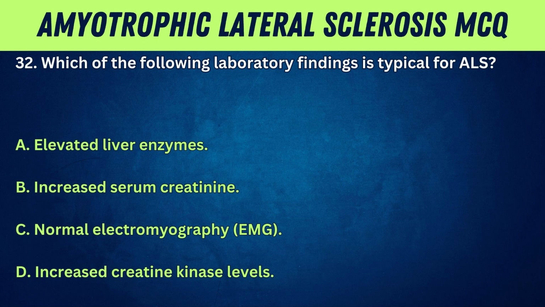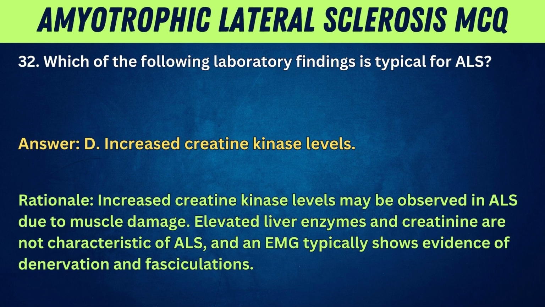32. Which of the following laboratory findings is typical for ALS? A. Elevated liver enzymes. B. Increased serum creatinine. C. Normal electromyography, EMG. D. Increased creatine kinase levels. Answer: D. Increased creatine kinase levels. Rationale: increased creatine kinase levels may be observed in ALS due to muscle damage.